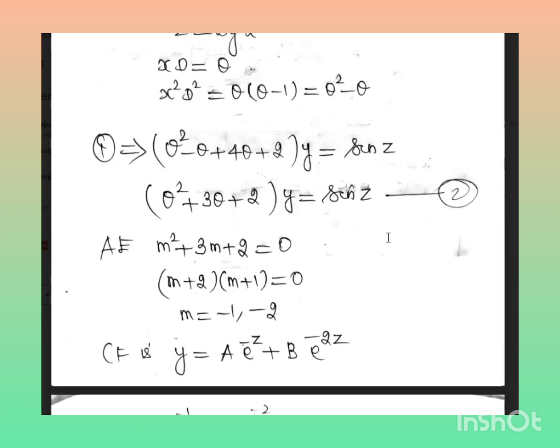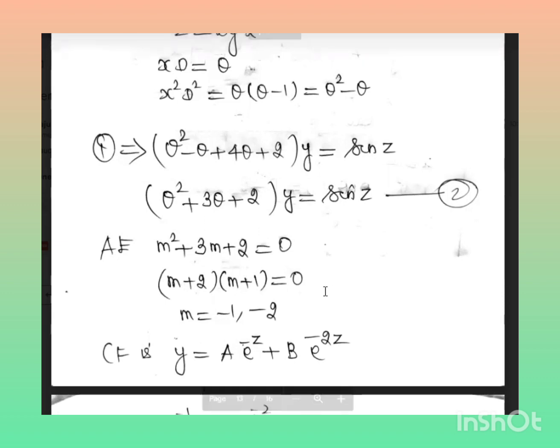So the second order differential equation with variable coefficient is converted into a second order differential equation with constant coefficient. The important thing is that we have to change it using these important points: xD is equal to theta, x square D square is equal to theta square minus theta, x cube D cube is equal to theta into theta minus 1 into theta minus 2.